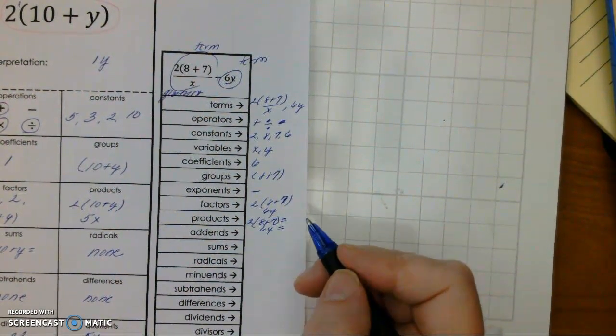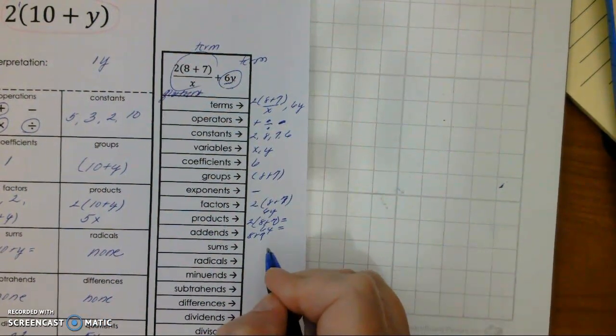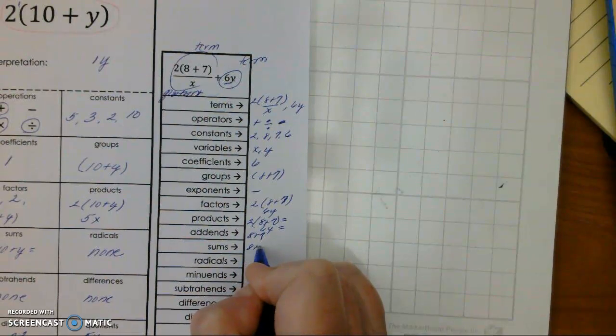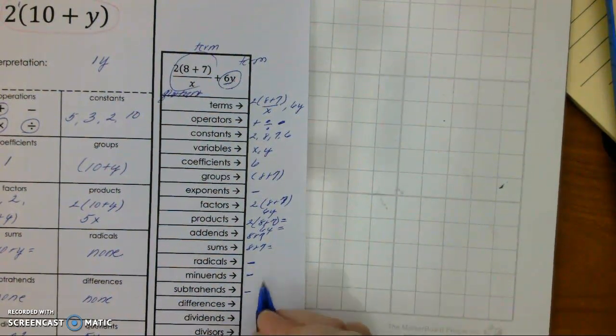Okay? The addends, what are we adding together? The 8 and the 7. So the sum would be whatever 8 plus 7 equals. There are no radicals. There's no subtraction, so we don't have to worry about the minuends, the subtrahends, or the differences. The dividend would be the top number, which is 2 times 8 plus 7. And the divisor is x. And the quotient is whatever 2 times 8 plus 7 divided by x equals.